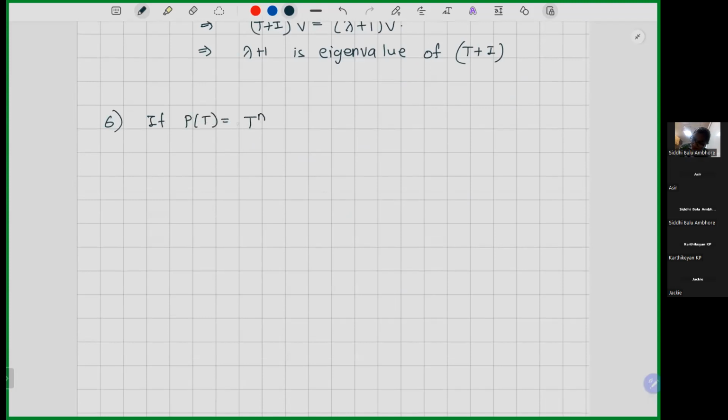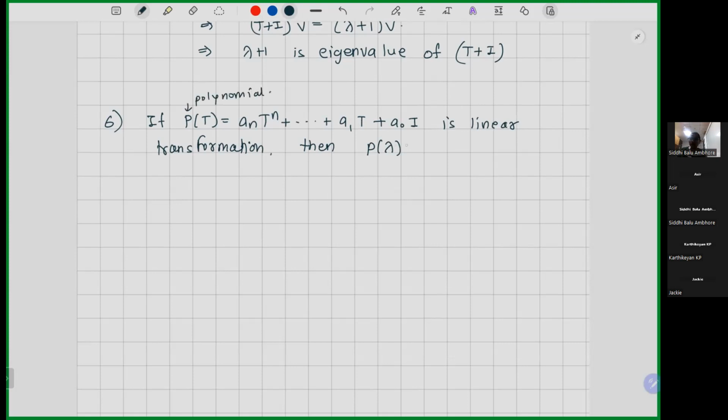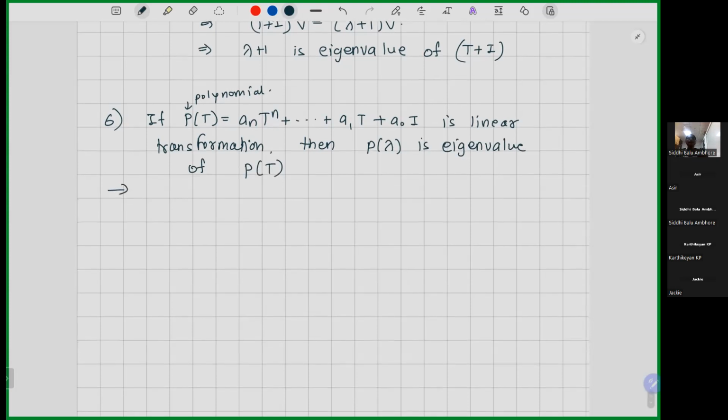And using this, one can clearly state that if P(T) = a_n T^n + ... + a_1 T + a_0 I is a linear transformation, then P(λ), when I evaluate that polynomial at λ, is an eigenvalue of P(T). And this is quite easy to see, right?